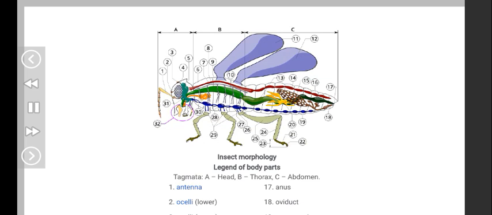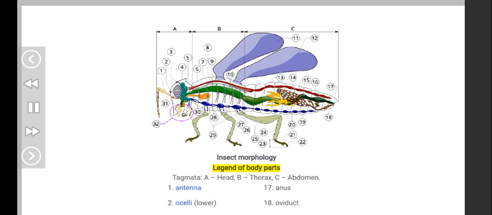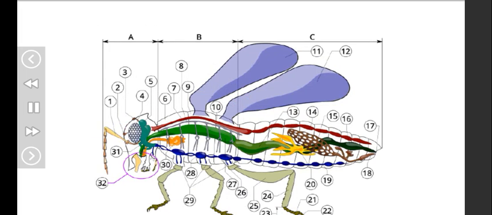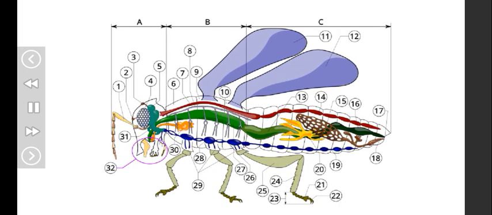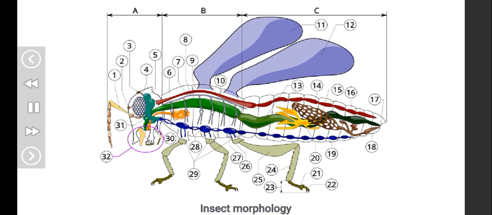Insect morphology. Legend of body parts. Tagmata: A. Head, B. Thorax, C. Abdomen. 1. Antenna. 2. Ocelli, lower. 3. Ocelli, upper. 4. Compound eye. 5. Brain, cerebral ganglia. 6. Prothorax. 7. Dorsal blood vessel. 8. Tracheal tubes, trunk with spiracle.